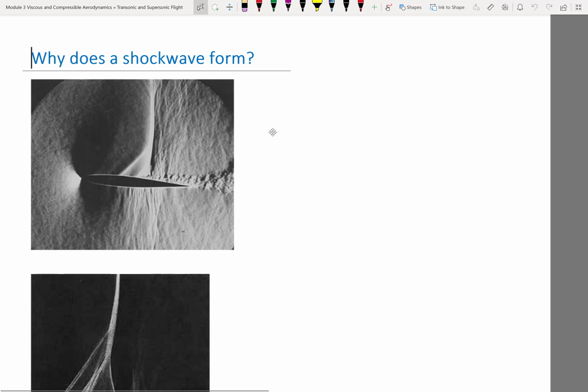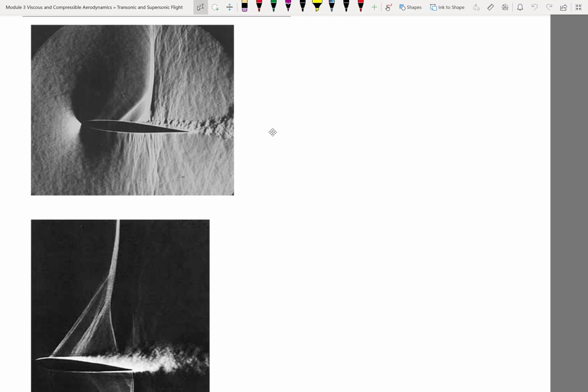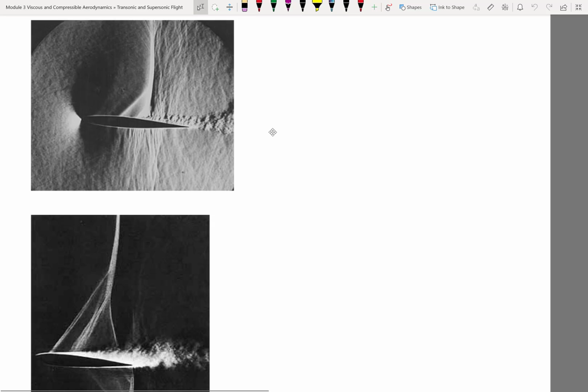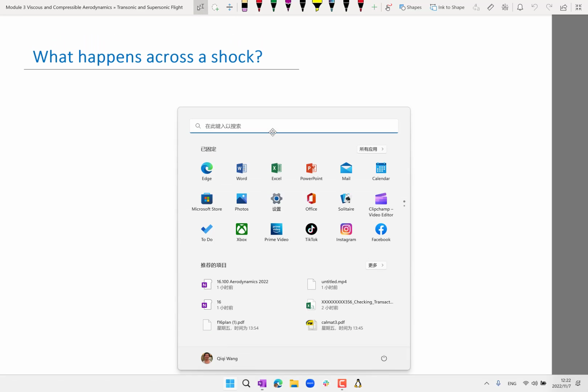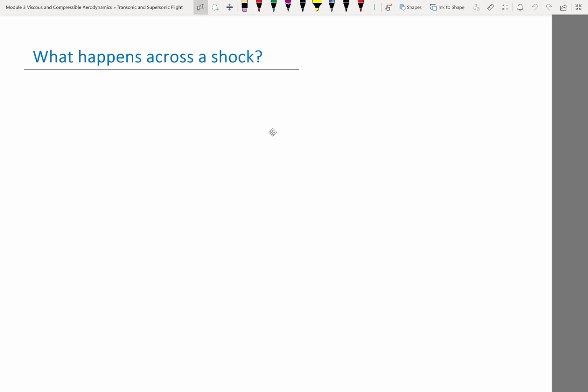Okay. So this is a visualization, and you can very clearly see the flow separation and the shock wave sitting over here. Okay. So I don't know if I have time today to explain what happens across a shock, but let's get a very fast intuition about what happens. Across a shock wave, M greater than 1, M less than 1, basically the speed suddenly decreases.